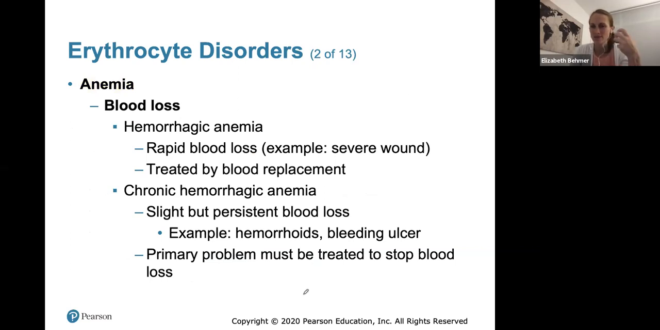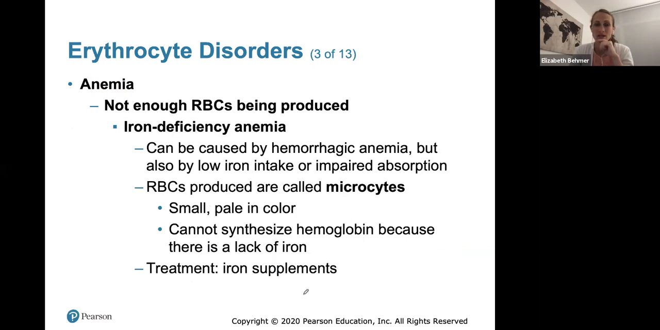So blood loss, if you're hemorrhaging, if you're chronically hemorrhaging, such as from a hemorrhoid or a bleeding ulcer, not enough red blood cells are being produced. Usually this is because you're iron deficient, because you need iron to produce red blood cells. So if you're not getting enough iron, then you won't be able to produce enough red blood cells. Treatment would just be iron supplements for that.